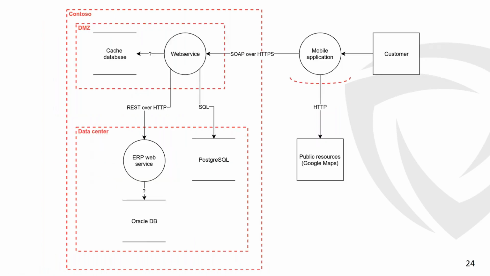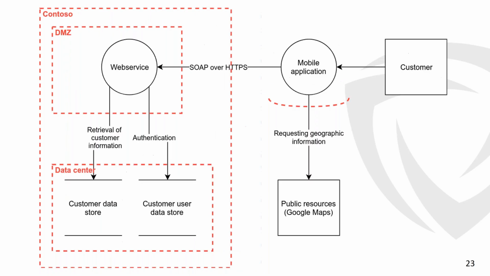All right. So you probably have asked yourself, this is quite abstract, right? You can just see things like requesting geographic information. You can see things like retrieval of customer information, but it doesn't have a lot of technical details just yet. Microsoft defines four levels of detail basically in threat model diagrams. This one would be the first level. This would be the context diagram. This diagram would have the highest level of abstraction.